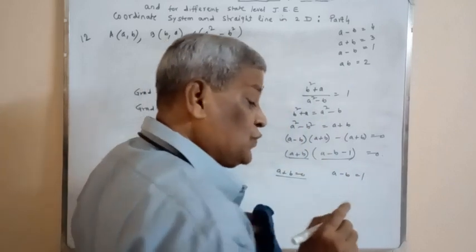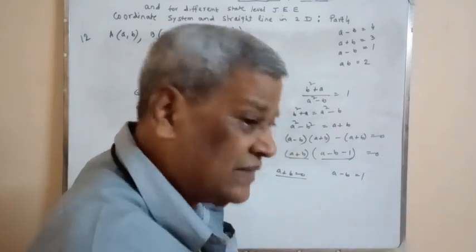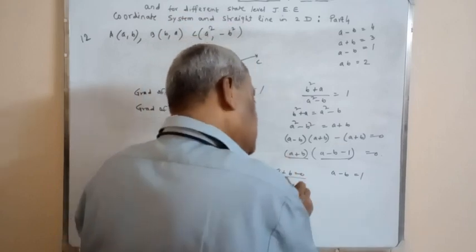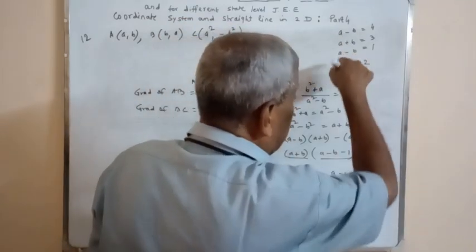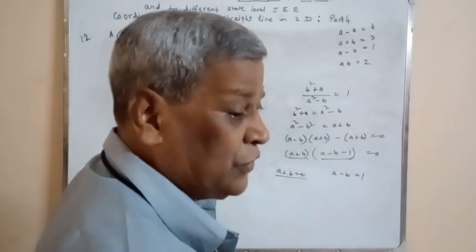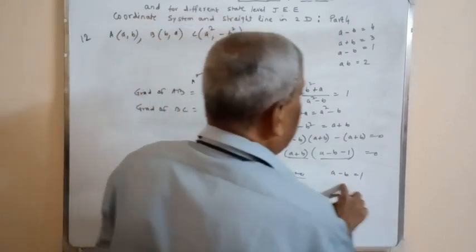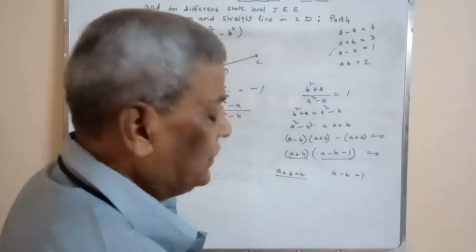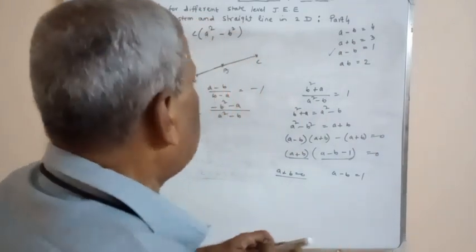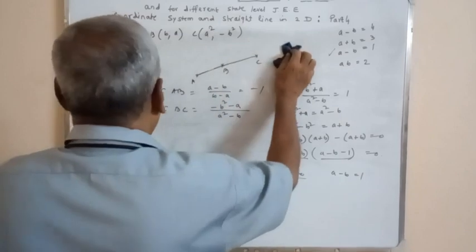Now the question is about one possible answer. This is a possible answer, this is also a possible answer, but this is not given in the options. So this one is given, so this is the correct option, that is option C is correct. Next.